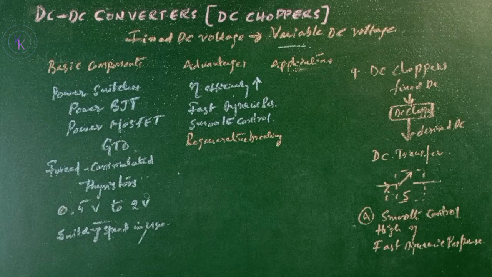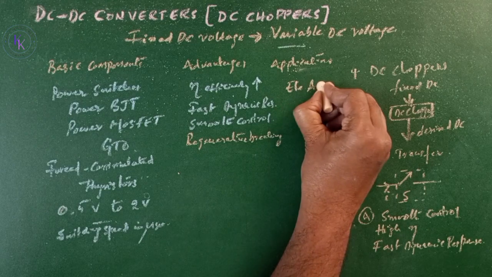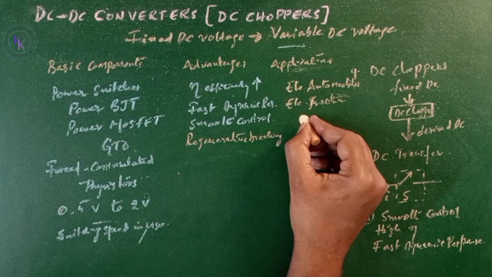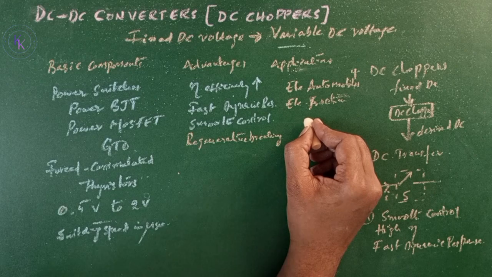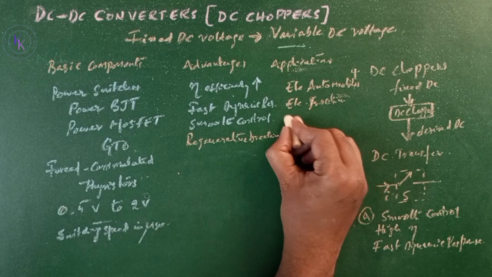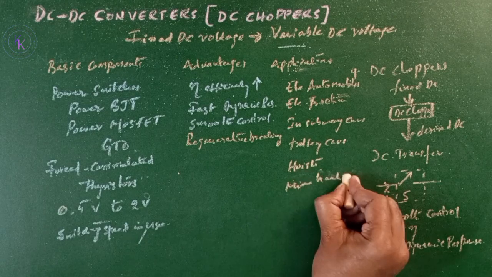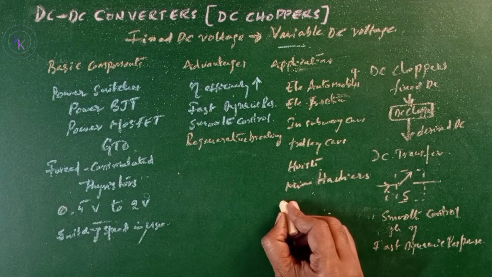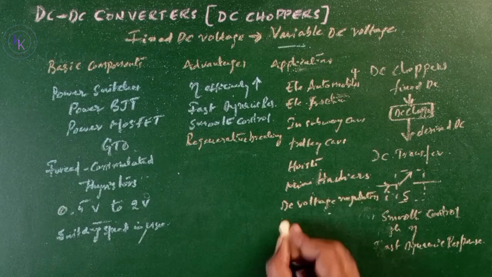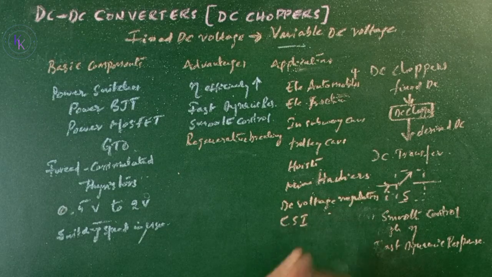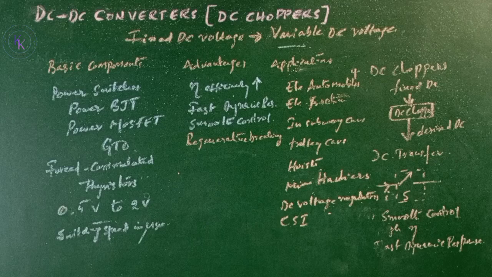The applications of the chopper: electric automobiles, electric traction for speed control and regenerative braking, in subway cars, trolley cars, hoists and mine haulers. It can be used in DC voltage regulators and current source inverters to generate a DC current source in conjunction with an inductor.